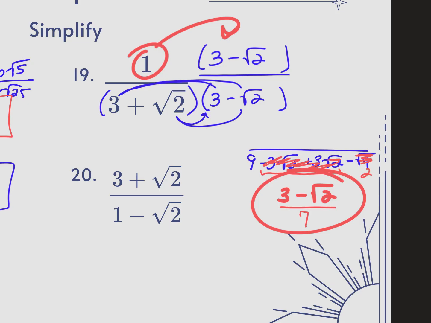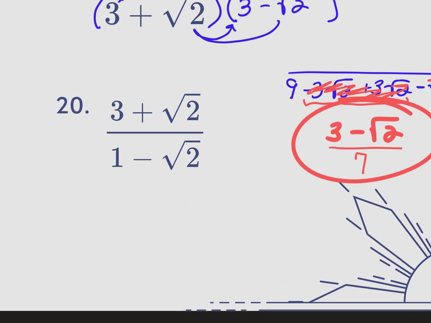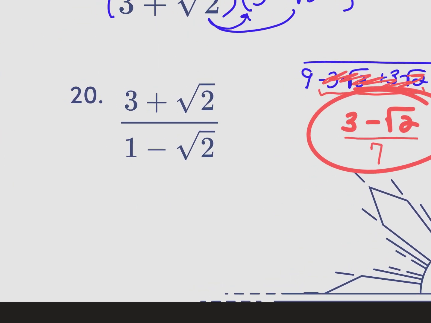You guys try the last one. All right, let's try to work it out. What am I multiplying the bottom by? 1 plus the square root of 2. Guys, you got to be fair. What you do to the bottom, you do where? To the top. So 1 plus the square root of 2.